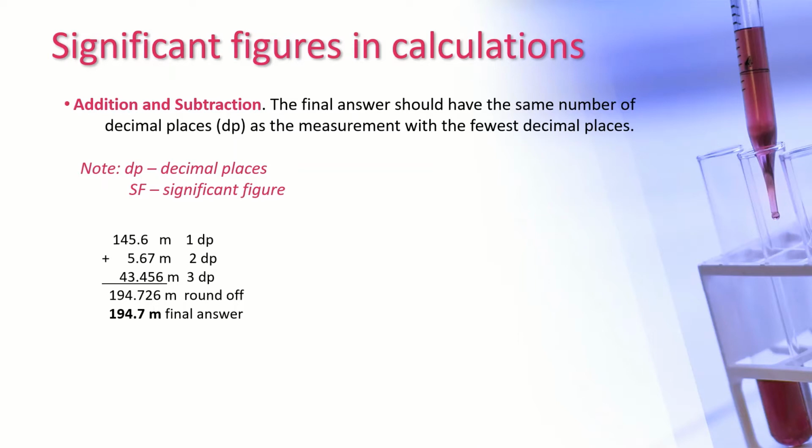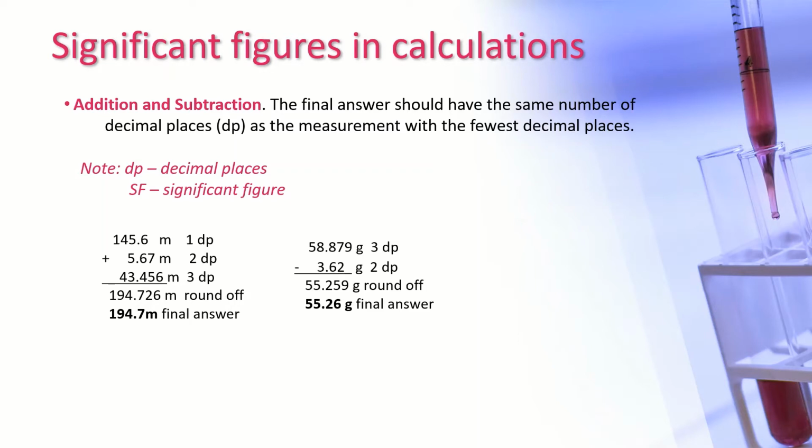First, you have to add all these 3 addends, which is equal to 194.726 meters. And the final answer should be rounded off in such a way that it has only 1 decimal place, which is the one with the fewest decimal places in the 3 addends. So the final answer should be 194.7 meters.